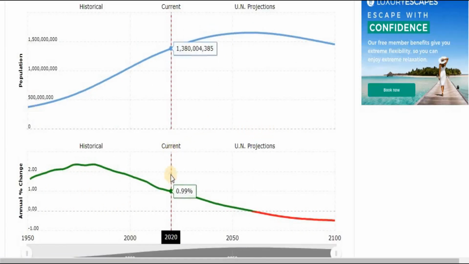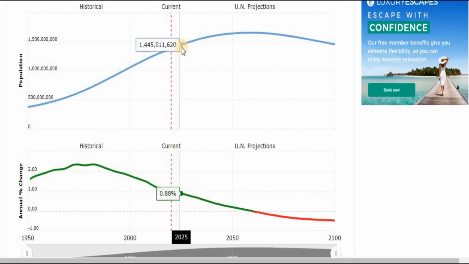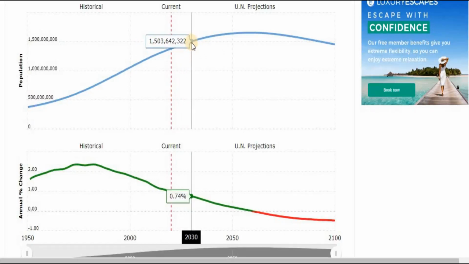So currently in 2020, our population growth rate is 0.99%, and our Indian population is 138 crore. Now you see this trend. It is increasing. See the blue line. The population is going up. By 2030, India's population will reach 150 crore. It is not going to go down.